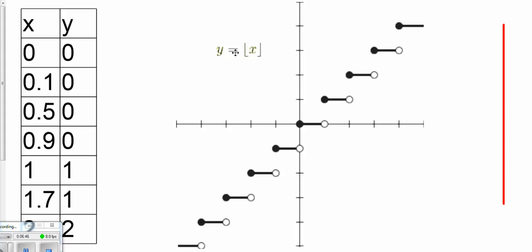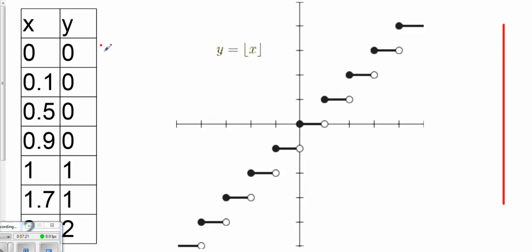If we have y equals the floor function, or our greatest integer less than or equal to x, basically what that's saying is if we plug in values for x, we just round it down to the nearest integer. So if you plug in 0, round that down, it's going to be 0. 0.1 rounded down is 0. 0.5 rounded down is 0. 0.9, you're always rounding down because it is a floor function. So 0.9 rounded down is still 0.